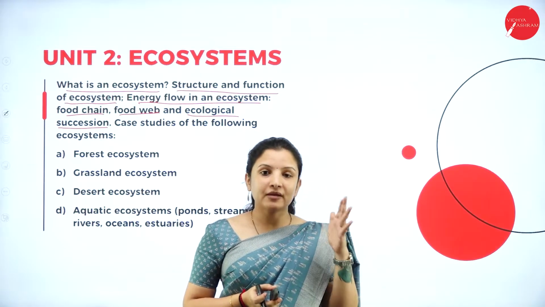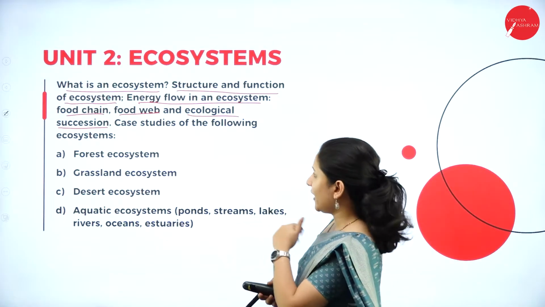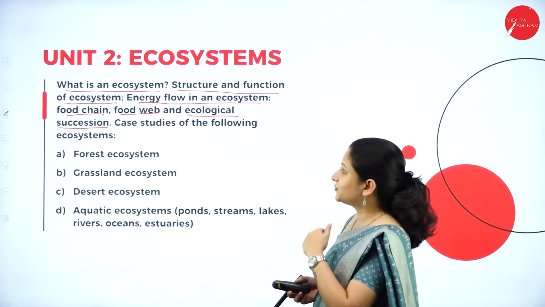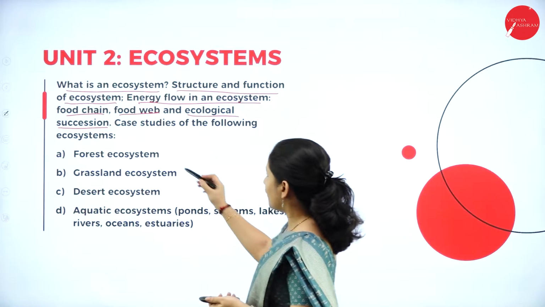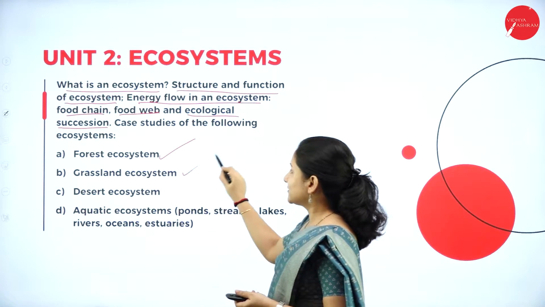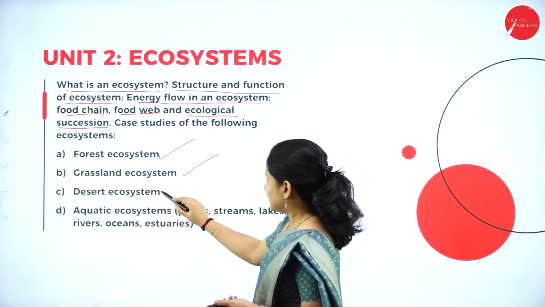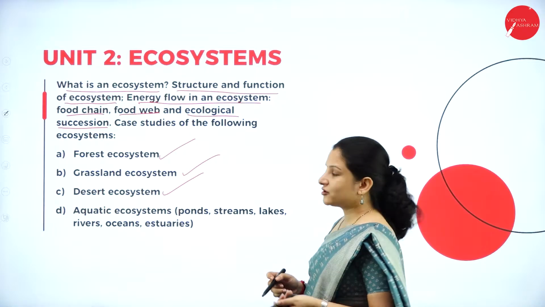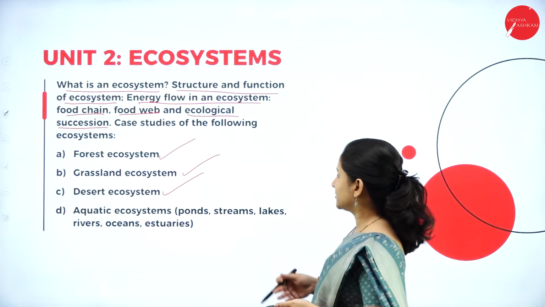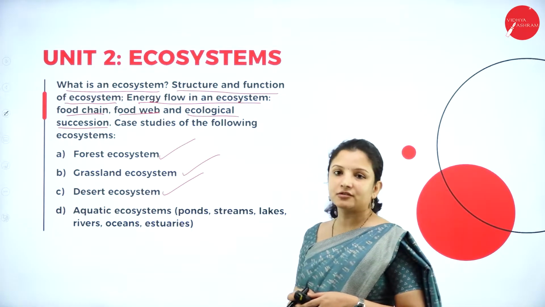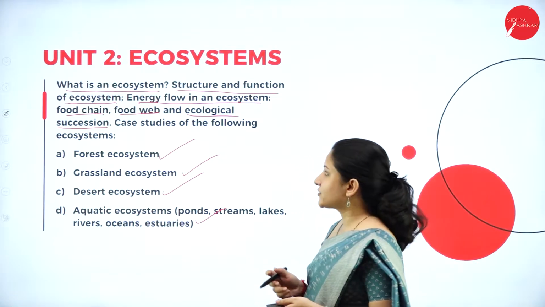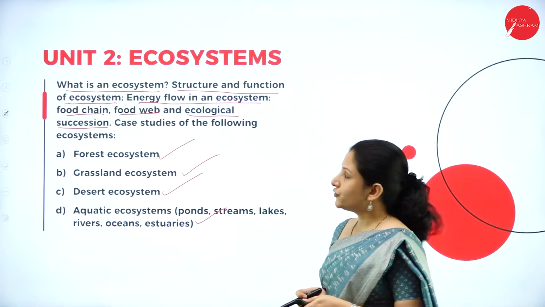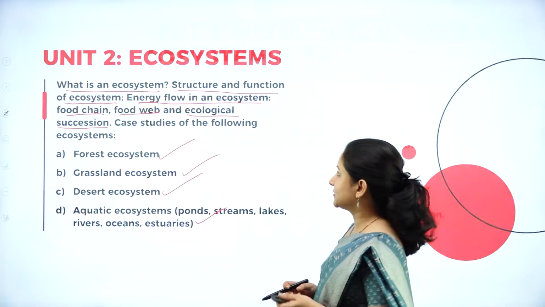It will evoke an interest in us to do something for the environment. So keeping that in mind, the educators have put this topic wherein they have put case studies regarding the forest ecosystem, the grassland ecosystem, the desert ecosystem, and case studies on the aquatic ecosystem such as ponds, streams, lakes, rivers, oceans, estuaries, etc. So these are all quite interesting topics under unit 2 of the ecosystem.